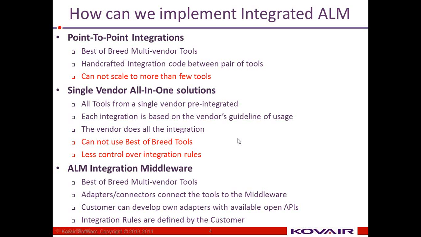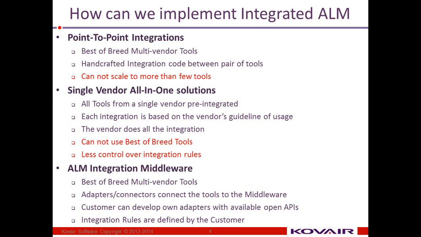The next point is, how can we implement integrated ALM? There are three approaches available in the market today. The first one is best of point-to-point integrations. Point-to-point integrations are specific pieces of code that are written to integrate different applications or tools that are used in the ALM. The advantage here is that we can use best-of-breed multi-vendor tools, so there is no vendor lock-in. You can use tools from the leading vendors and connect them together.